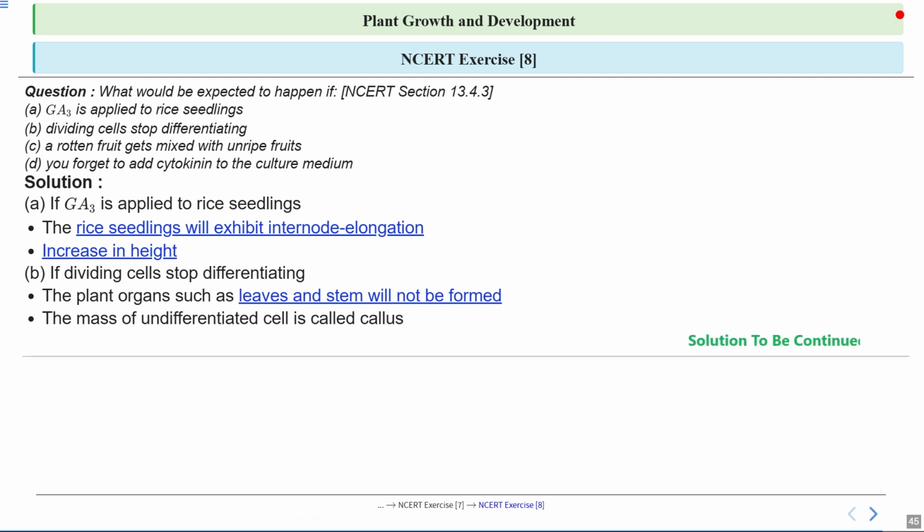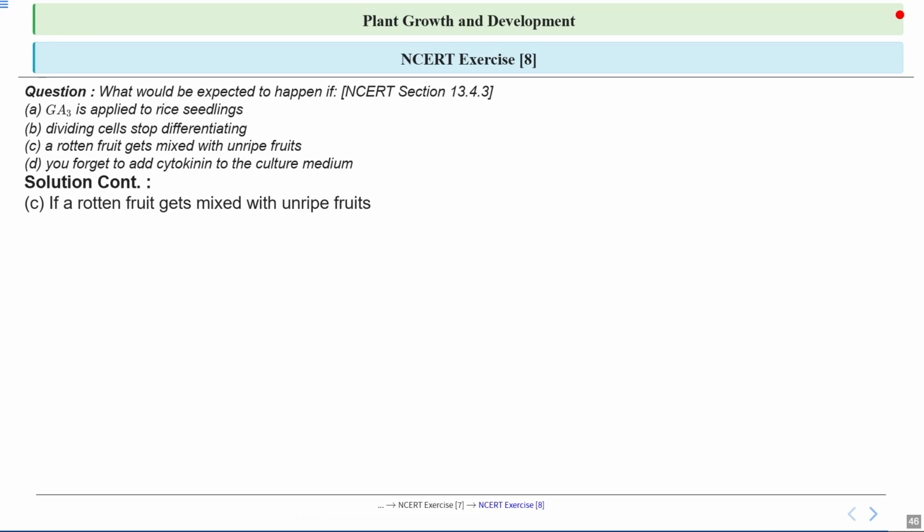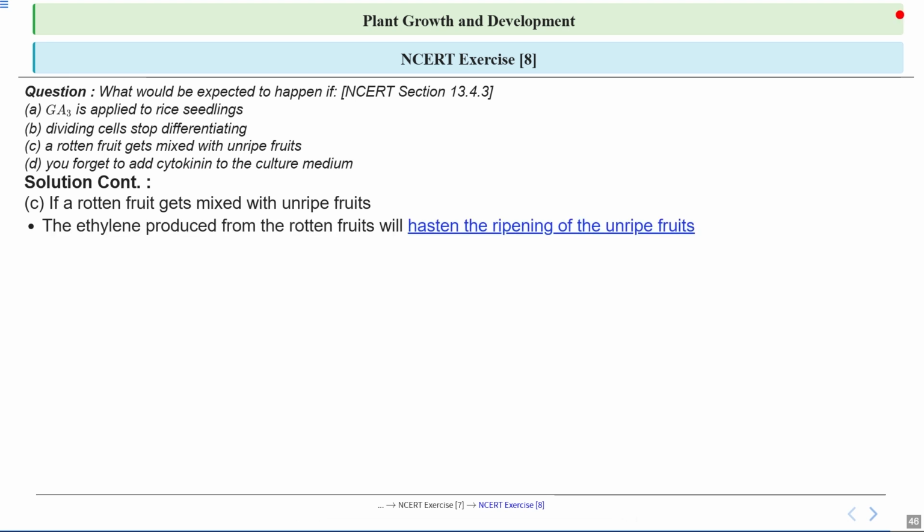We'll continue the answer. What happens if rotten fruit gets mixed up with unripe fruits? We have already talked about ethylene. The ethylene gas produced by the rotten fruit acts as a signal to unripe fruits, causing them to ripen faster. This is why one spoiled fruit can make the others go bad quickly.